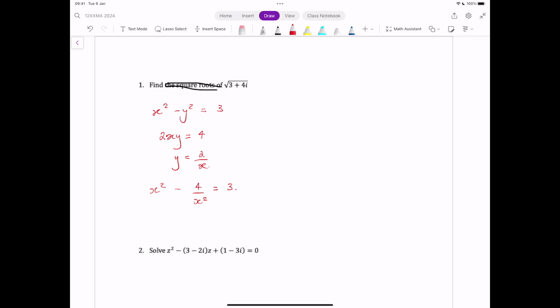If we then multiply everything by x squared, we get x to the power of 4 minus 4 equals 3x squared. And x to the power of 4 minus 3x squared minus 4 equals 0. Now, hopefully you guys have the ability, and if not, you can do a u substitution to solve this, but I'm personally just going to factorize this, and we're going to have x squared minus 4, x squared plus 1 equals 0. Now, solving that, we've got x is equal to plus or minus 2, or x squared equals minus 1.